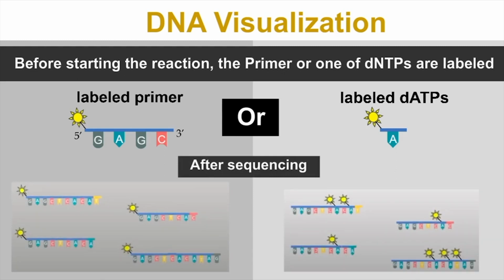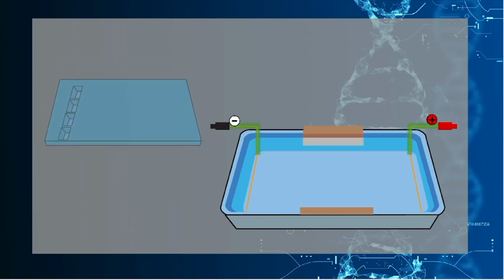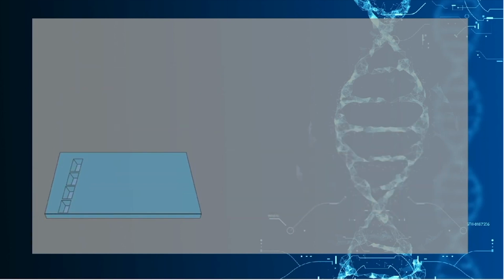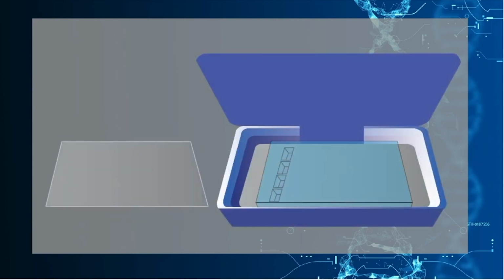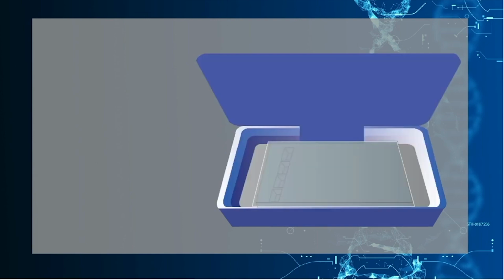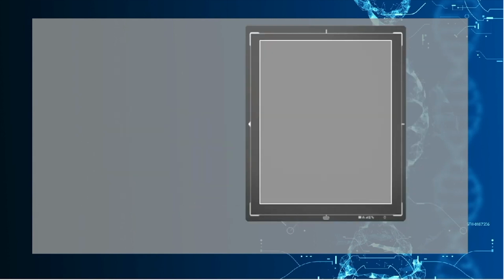So irrespective of whether you use the labeled primer or the labeled dNTPs, once you have the DNA resolved on the agarose, you have to visualize the DNA bands with the help of autoradiography. So you take the agarose gel and put it into the gel cassette, put in the X-ray film, close it, and let it be exposed overnight or for 72 hours. During that period, the radioactivity present on the gel is going to expose the X-ray film, and that's how you are going to get the bands of the DNA.